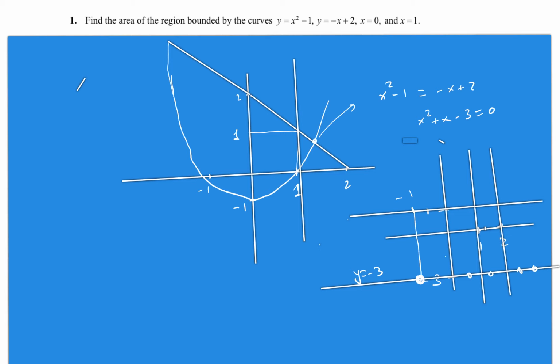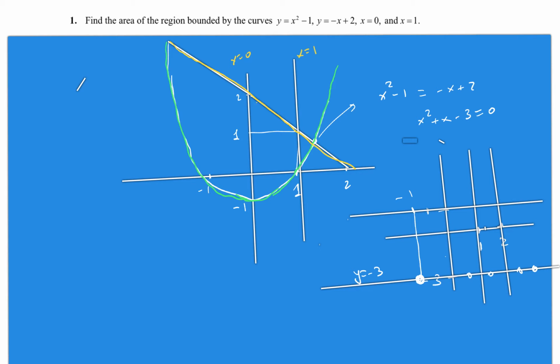Let's put another color for the graph. So this is one graph. Maybe this color for the parabola. Okay, this is the parabola. And let's use maybe yellow for the straight line. Okay, and the area bounded between x equals 0, x equals 1, and the other two curves is this area.